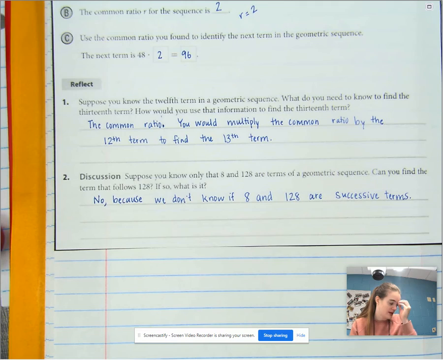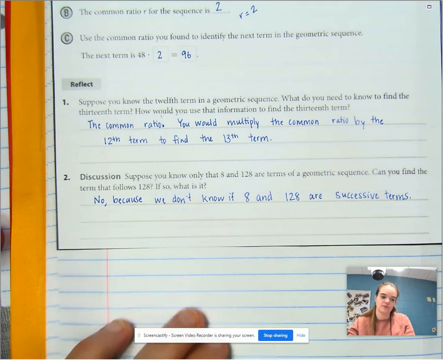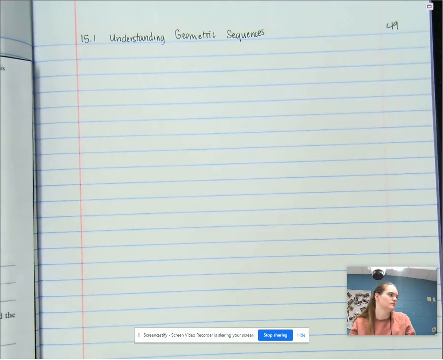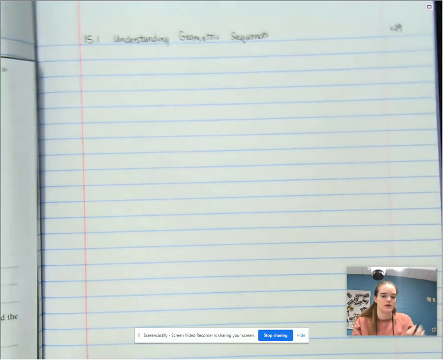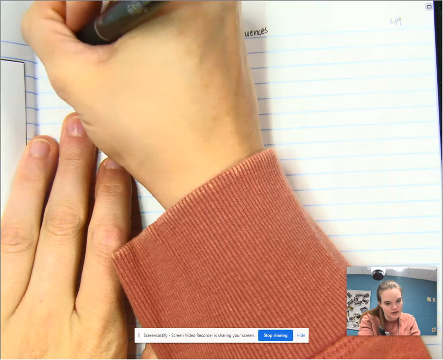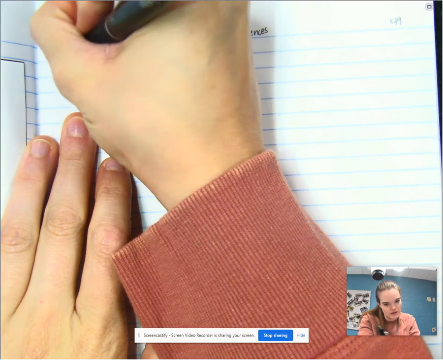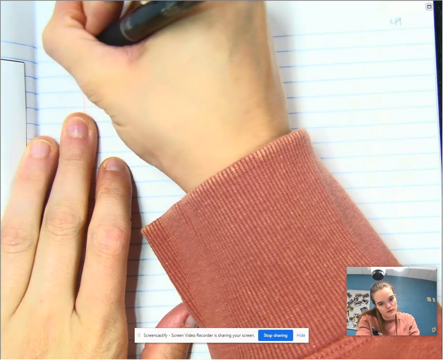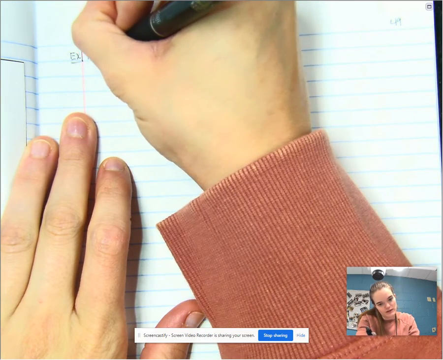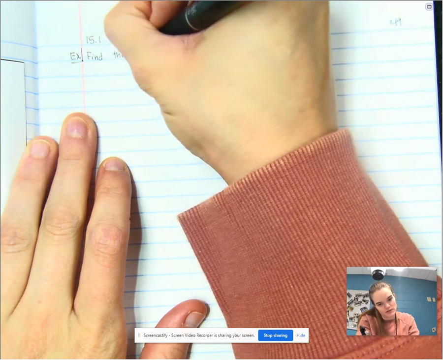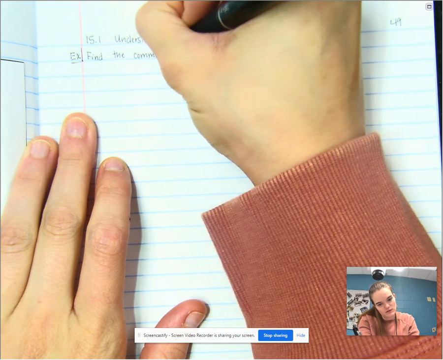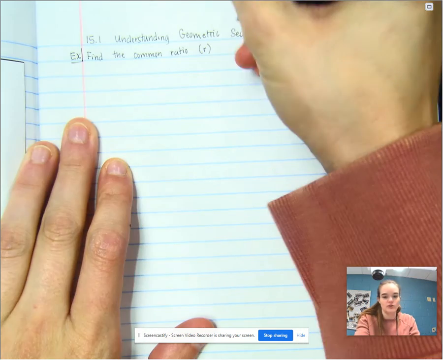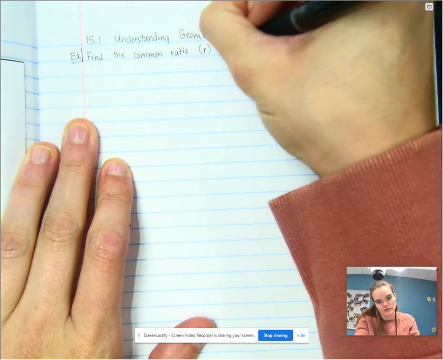Now we're going to write on page 49 some examples. So page 49. Find the common ratio, which remember is R, and use it to find the next three terms.